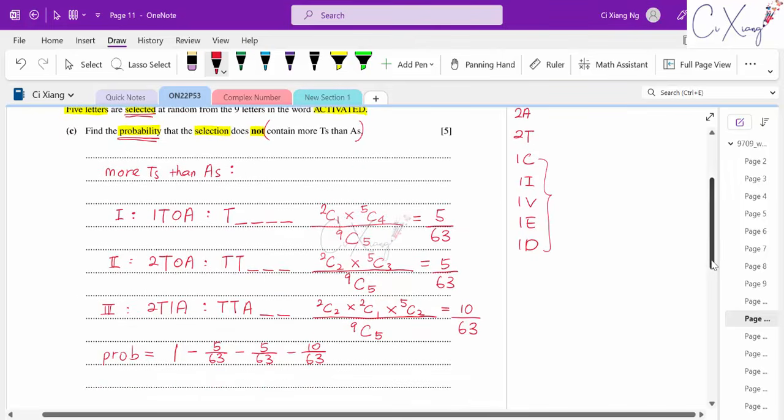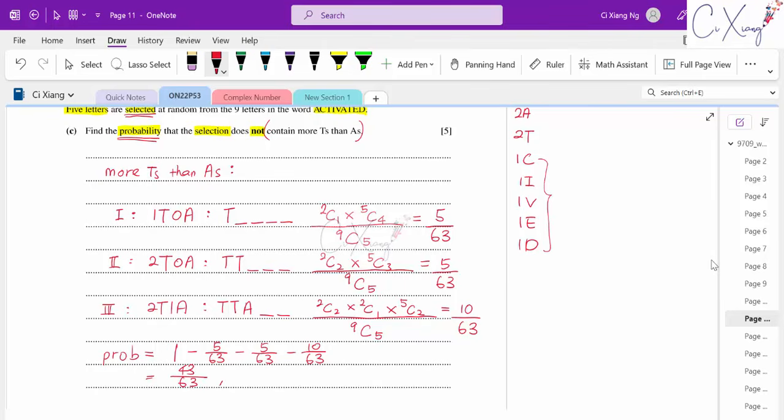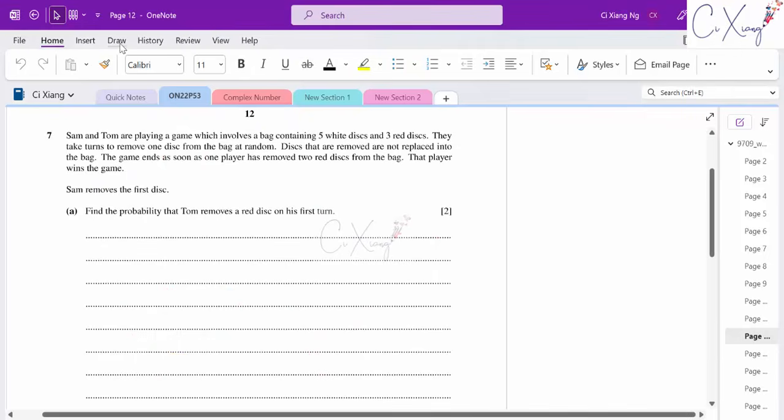And if I try to simplify this particular result or answer, it should be 43 over 63. Okay, so this is how we solve question number 6. Okay, so question number 7.